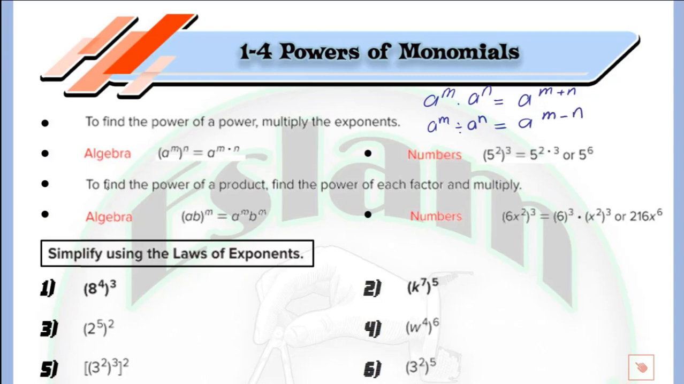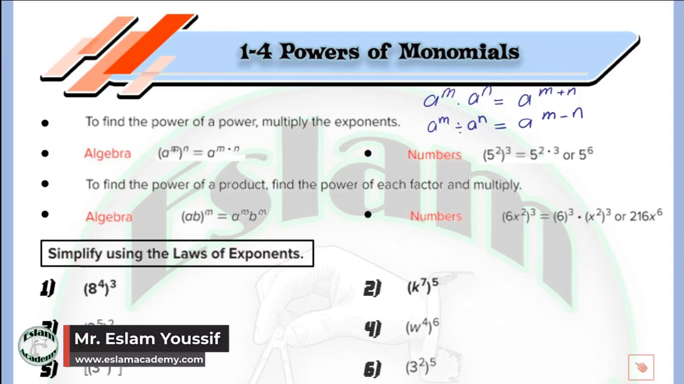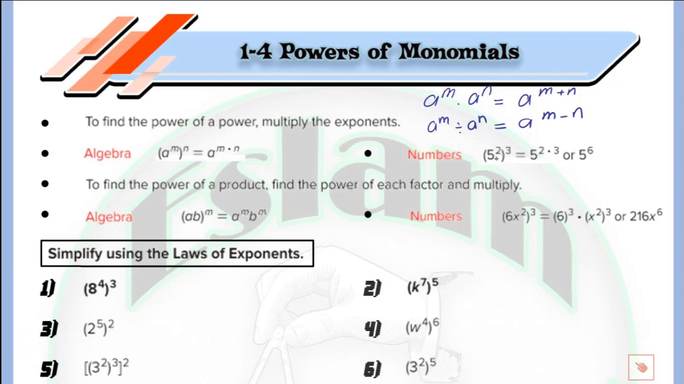Suppose that we have a power of a power, like a to the power m raised to the power n. Now we have a raised to the power m and all of the expression raised to the power n. So all we have to do is multiply the powers. 5 raised to the power 2 and all of that raised to the power 3 equals 5 to the power 2 times 3. Since we have a power of a power, we just multiply them. So the answer is 5 to the power 6.